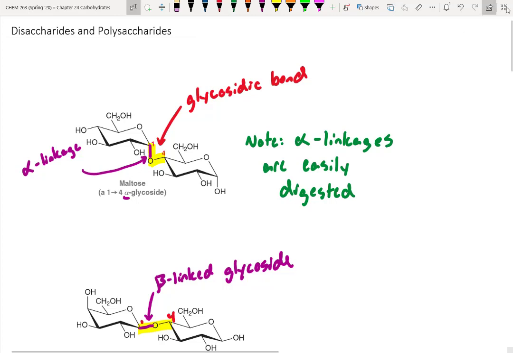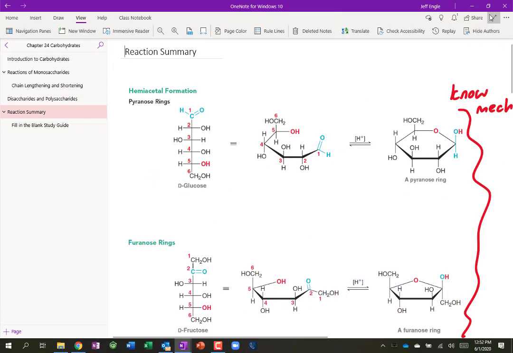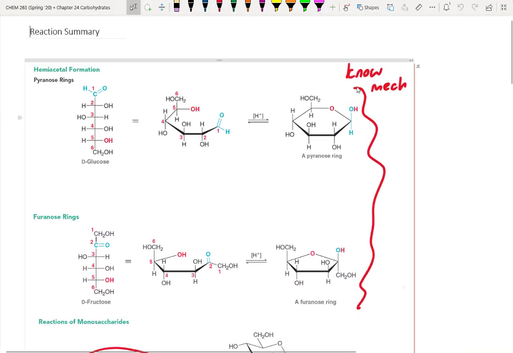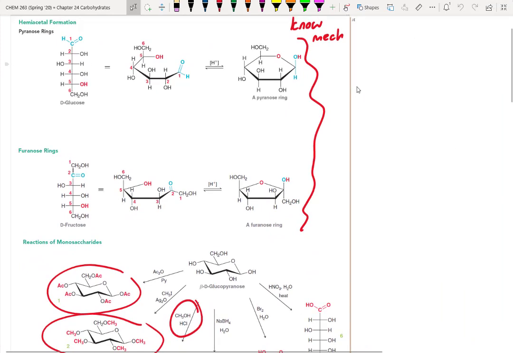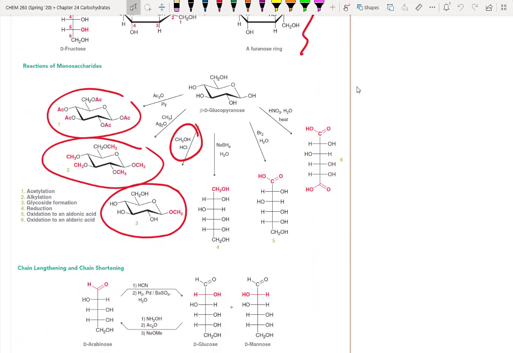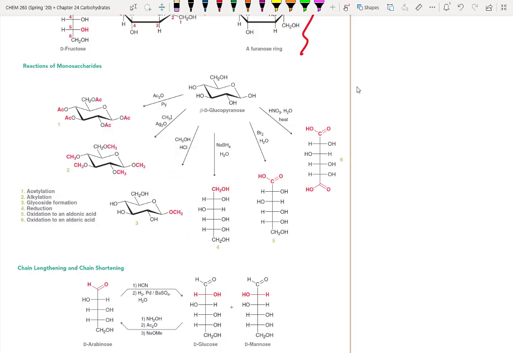All right, so let's take a look at the end of the chapter. We've got a reaction summary here. I do want you to know the mechanism for ring closing reactions, right? So make sure that you know how to take an aldehyde, have it react with an alcohol to form a hemiacetal. I want you to know how to do this under a variety of circumstances. With monosaccharides, we saw a variety of reactions. Let me erase this really quick. The first one's really straightforward, right? We can acylate any one of those alcohols by using acetic anhydride. We can methylate or alkylate any one of those alcohols using methyl iodide. And then down here, we said we can make glycosides by reacting amines or alcohols with our carbohydrates.